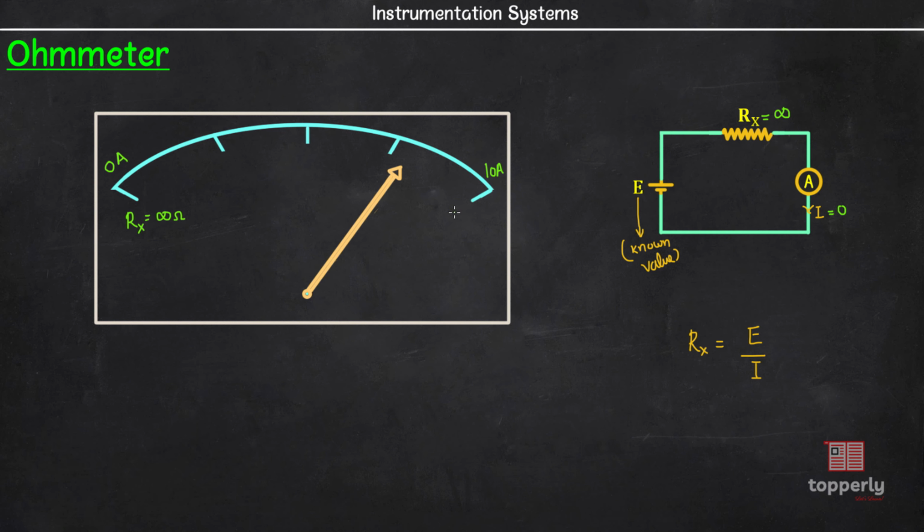But what is this lower value? Obviously, it is desirable that this indicates Rx equal to 0. This is the desirable condition. So, what we usually do is, we add additional resistances to the circuit to ensure that this is the case. We will study about this later. So one important thing we should note is that unlike ammeters or voltmeters where the scale increases from left to right, in the case of ohmmeters, the scale increases from right to left. Always keep this in mind, okay?